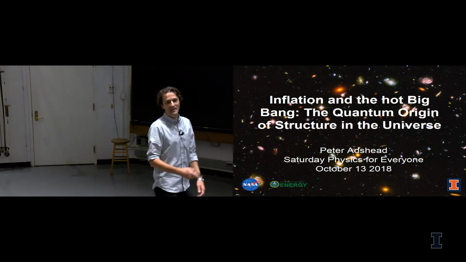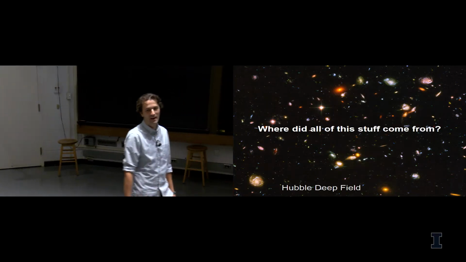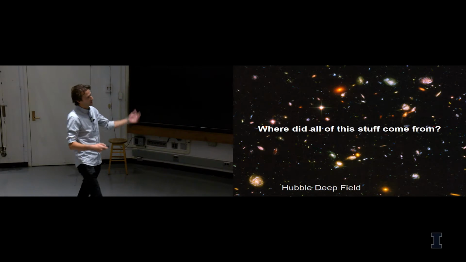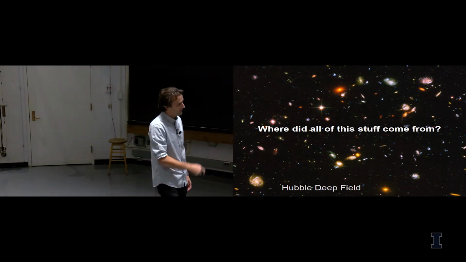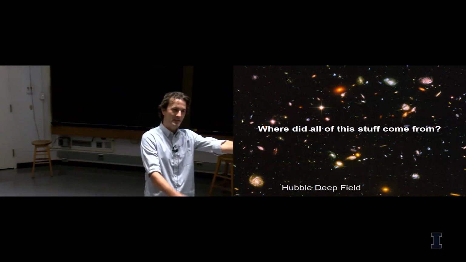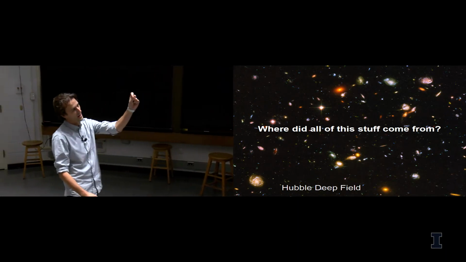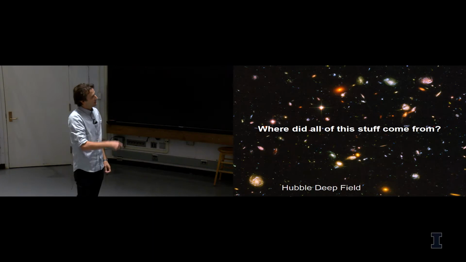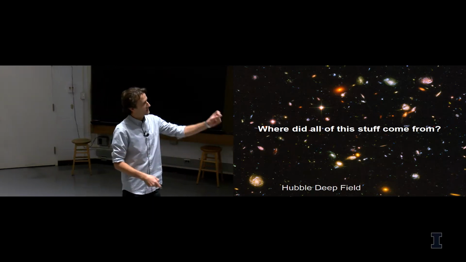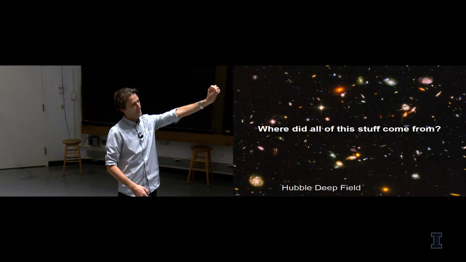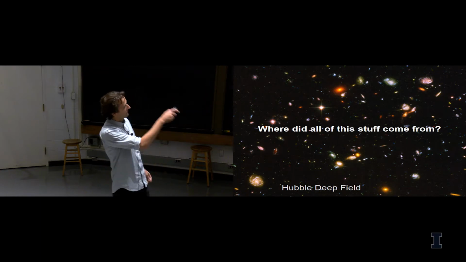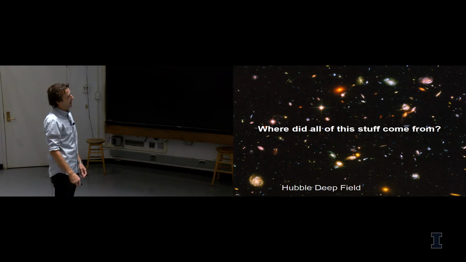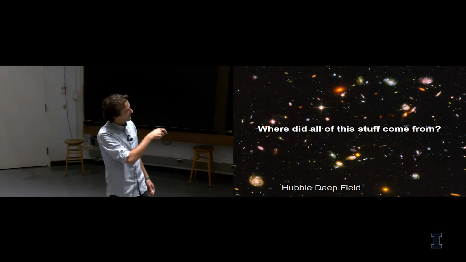So basically the basic question that we're trying to understand is, where did all this stuff come from? This is an image from the Hubble Deep Field. This is basically the Hubble telescope sitting there staring out at one point in space. The size of this field is about 1 millimeter square, held at about arm's length, right? So that's how big this field is on the sky. So where did all this stuff come from?